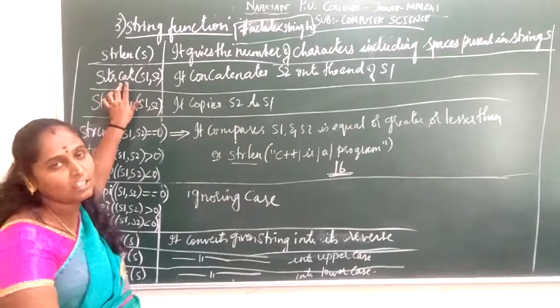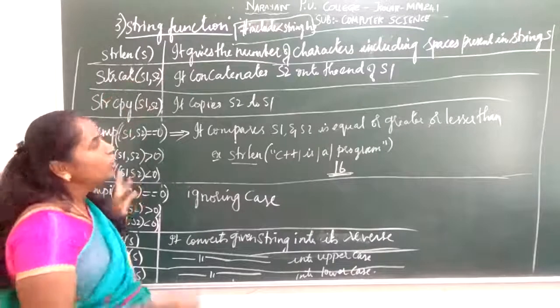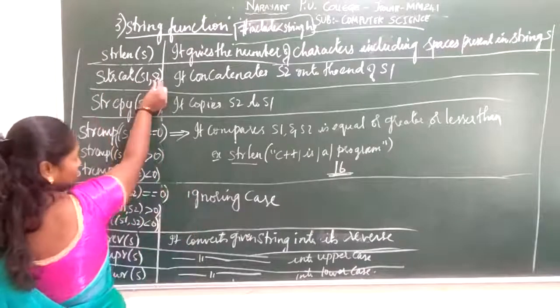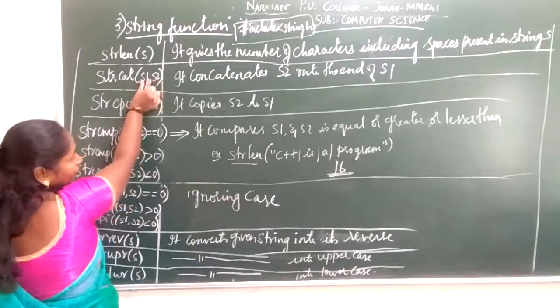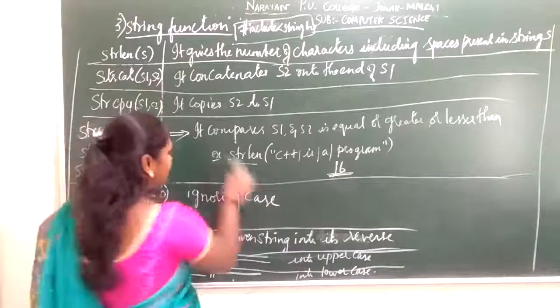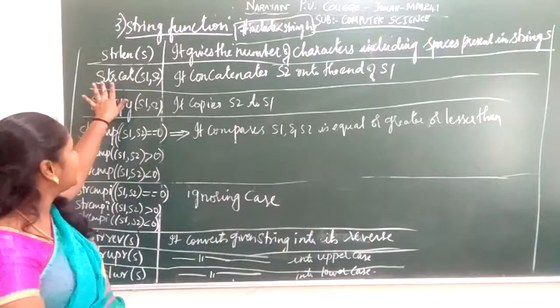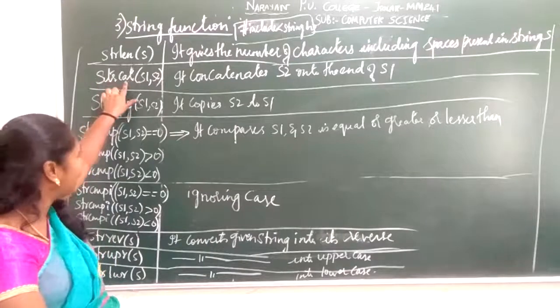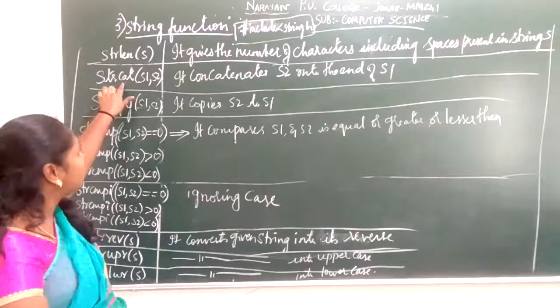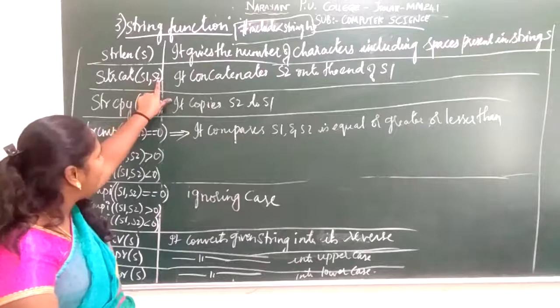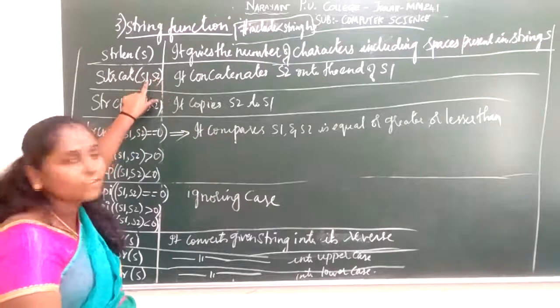It is going to concatenate. What does concatenate mean? It is going to join; the end of S2 is being joined with the end of string S1. For example, here strcat, what does str mean? String concatenate. CAT stands for concatenate. It is going to append S2 to the end of string S1.